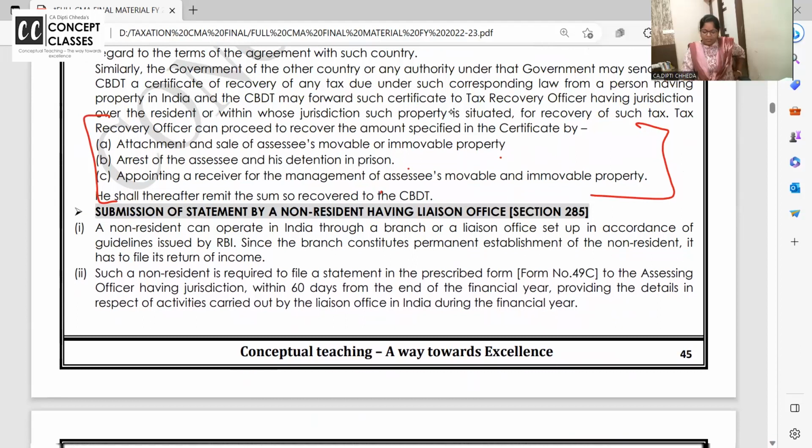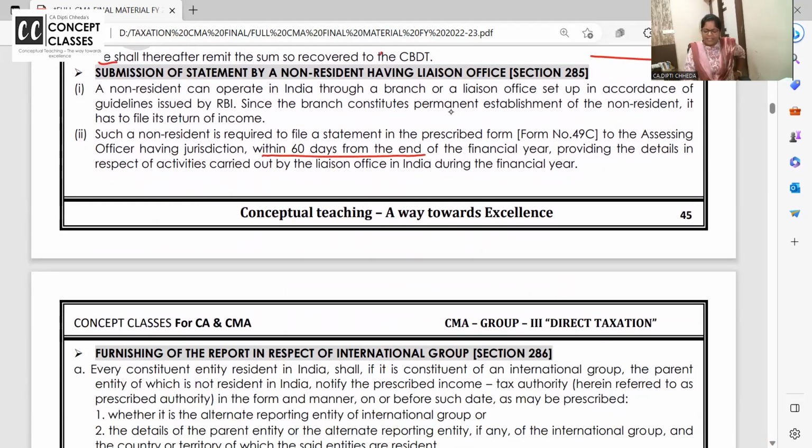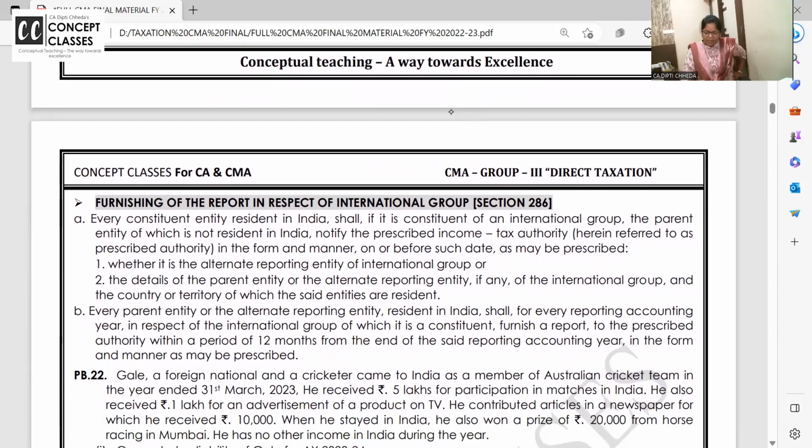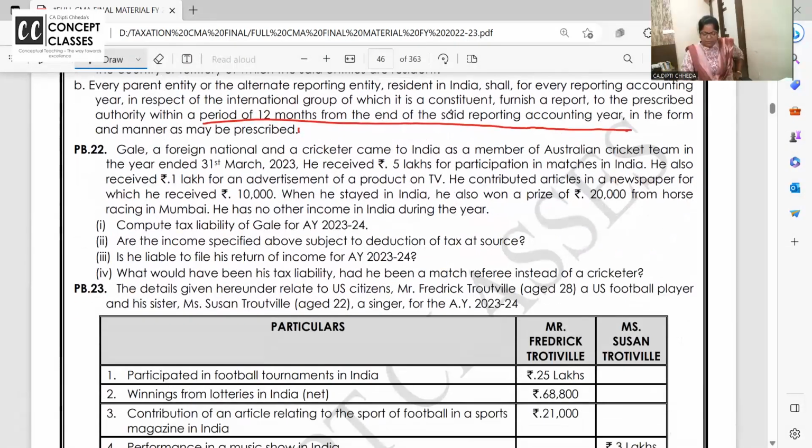Non-resident is having a license office, then they have to submit within 60 days. They can ask in MCQs. Within 60 days from end of financial year, the license officer has to give lot of details for the non-resident. Same way, within 12 months from the end of the accounting year, you have to furnish the report in respect of international group. Suppose we are a part of the branch of main company, holding company जो foreign में है, तो पूरे ग्रुप का जो भी रेलेवेंट डेटा है, whatever form they require in India, that you have to give.